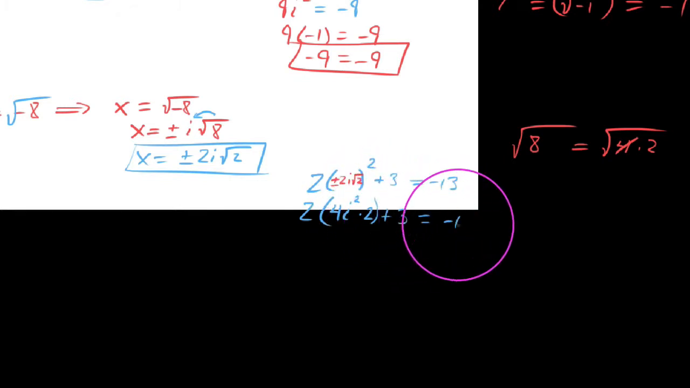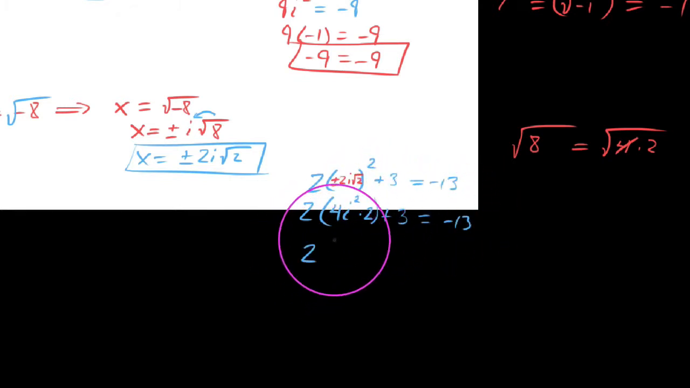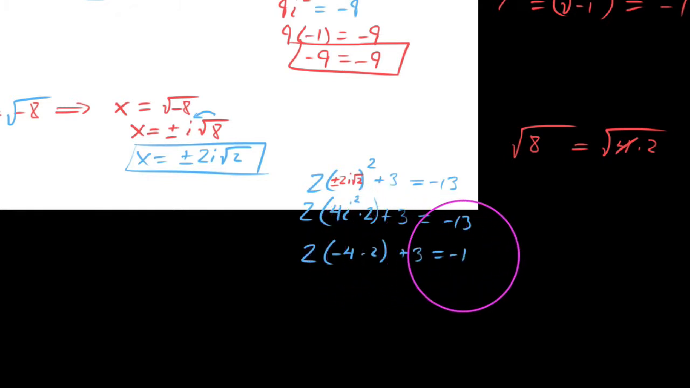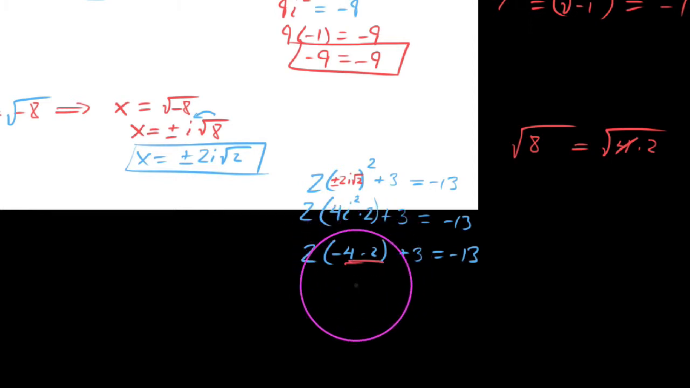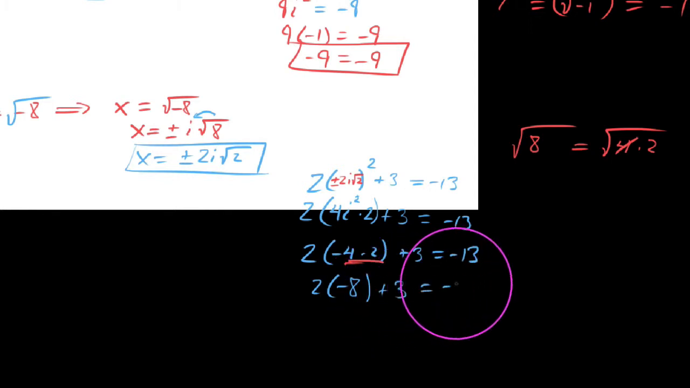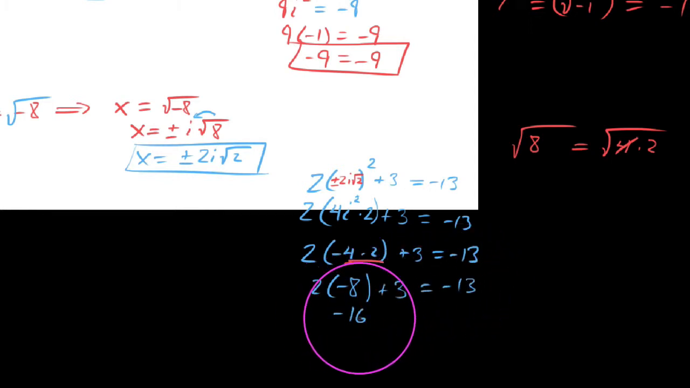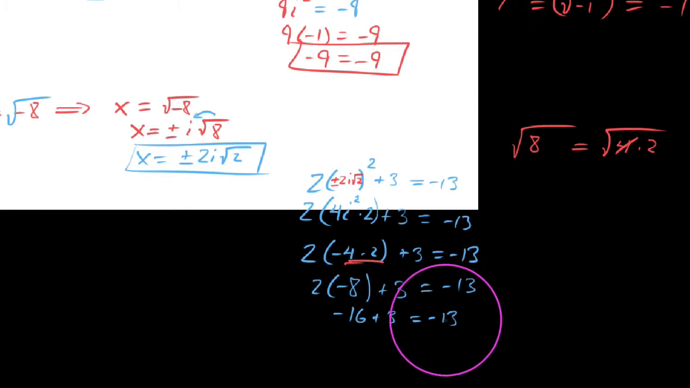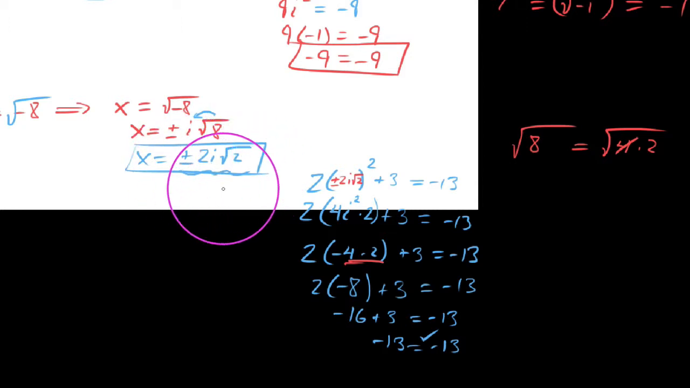Plus 3 equals -13. Furthermore, this is 2 times 4 times i squared, that's 4 times -1, which is -4 times 2, is -13, okay? Doing what's in here first, order of operations, this now becomes 2 times -8 plus 3 is -13. So we get negative 16 plus 3 is negative 13. And so finally we end up with negative 13 equals negative 13. So this is a solution. Both of these answers here are solutions.